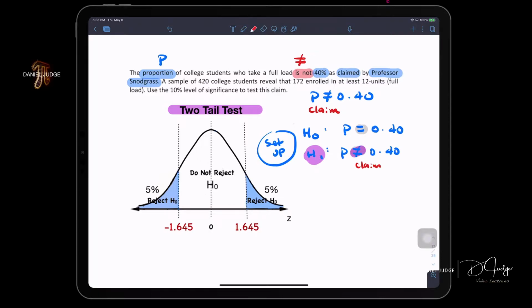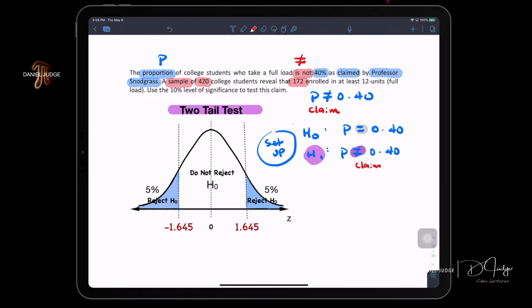And now let me remind you guys here, what comes next when you read this is they're going to give you the sample information. They're going to say a sample of 420 college students reveal 172 are enrolled in a full load, at least 12 units. That's a full load.